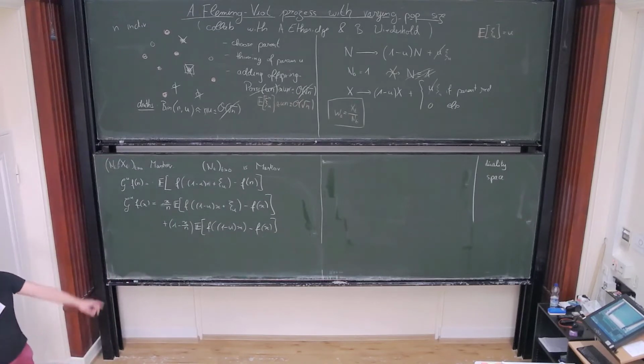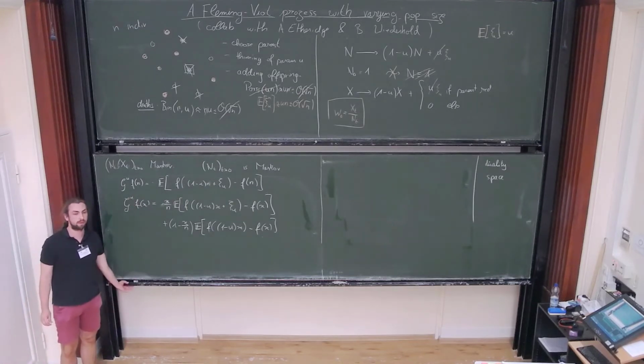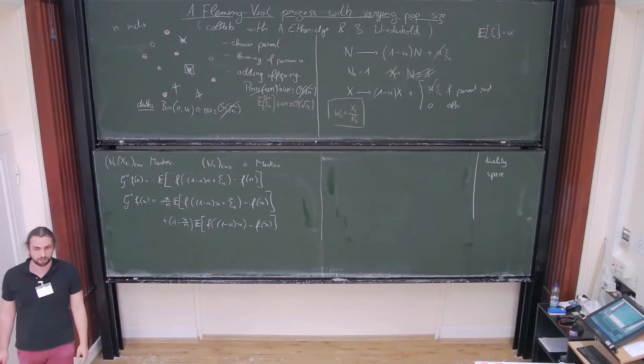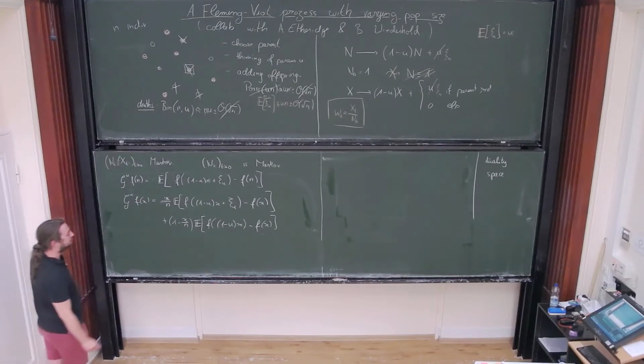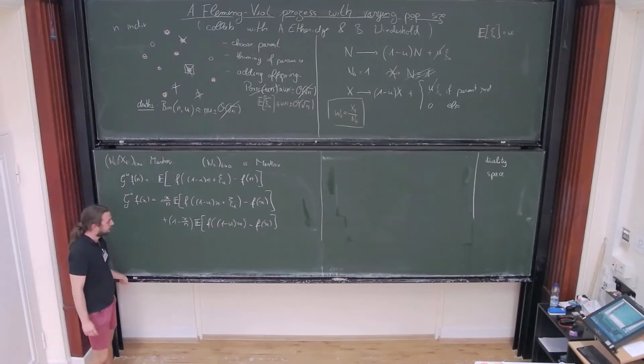I will not write down the generator of the proportion process because it is horrible. Later on we will need the generator for the proportion process, but in a very special case in which it takes an easier form. So I prefer to work with those two processes instead.